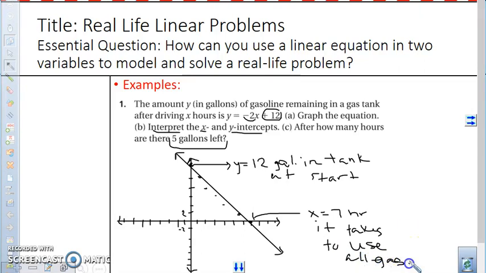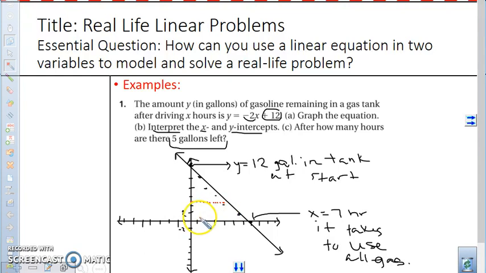Okay, there we go. Interpretation. We talked about those intercepts in terms of the problem. After how many hours are there 5 gallons left? So I'm going to use 2, 4, right about here is 5. I'm going to predict off of my graph how many hours that it's going to be.